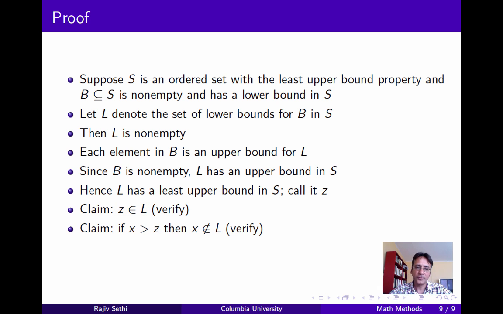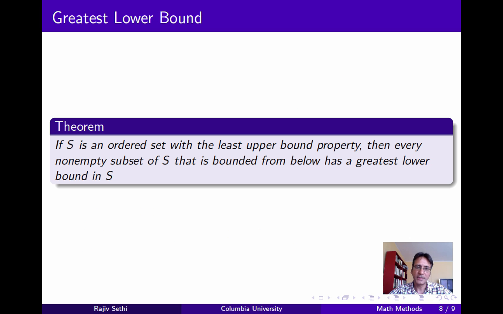To complete the proof, we just observe that for any element X larger than Z, X is not in L. Because if X were in L, then Z couldn't be an upper bound for L. Putting these two claims together, we see that Z is in fact the greatest lower bound for B. And this proves the result that if S is an ordered set with the least upper bound property, then every non-empty subset of S that's bounded from below has the greatest lower bound in S. And that's it for this segment.